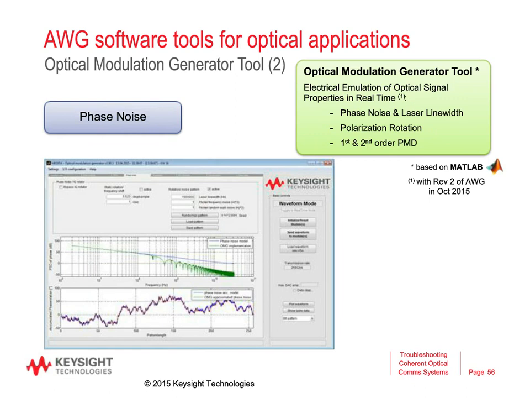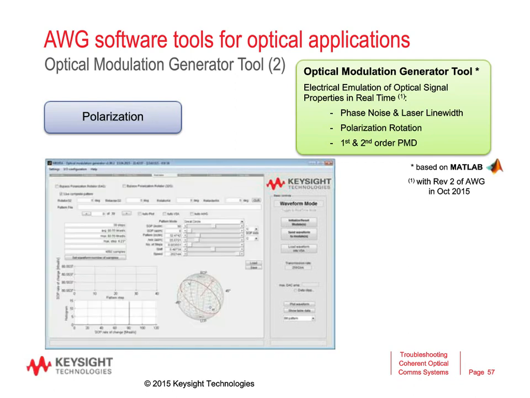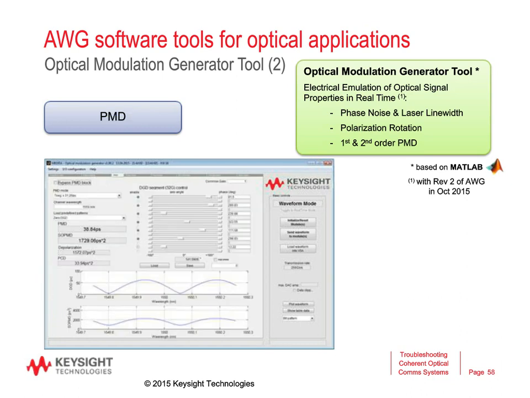Again, a highlight on the optical modulation generator tool in terms of electrical simulation of optical properties. Phase noise is possible. First order polarization is possible to emulate with the tool, as well as first order and second order PMD.